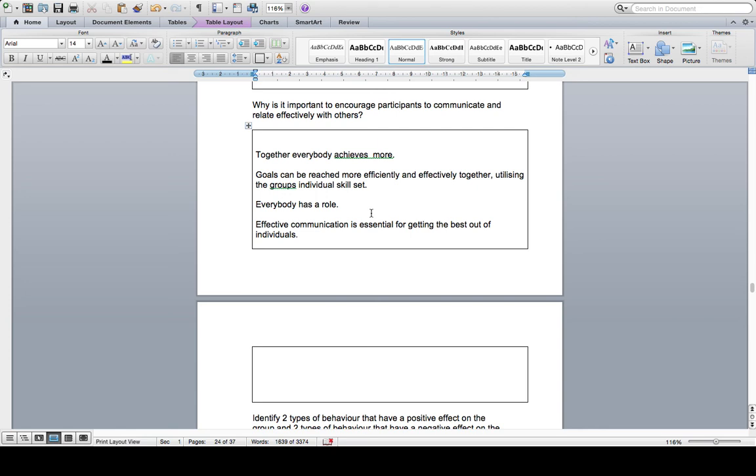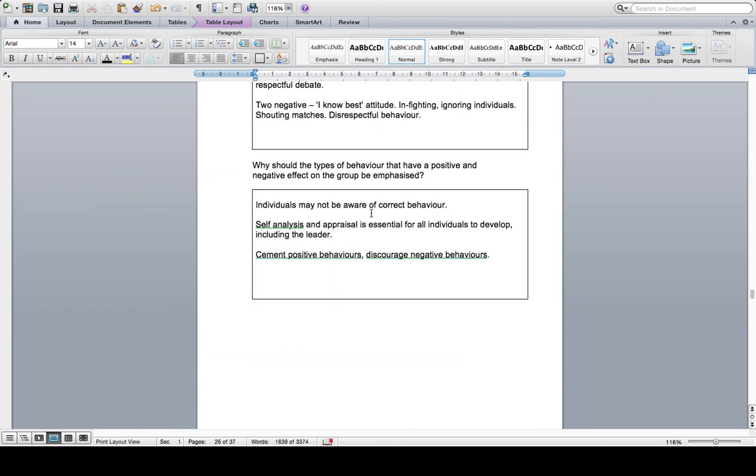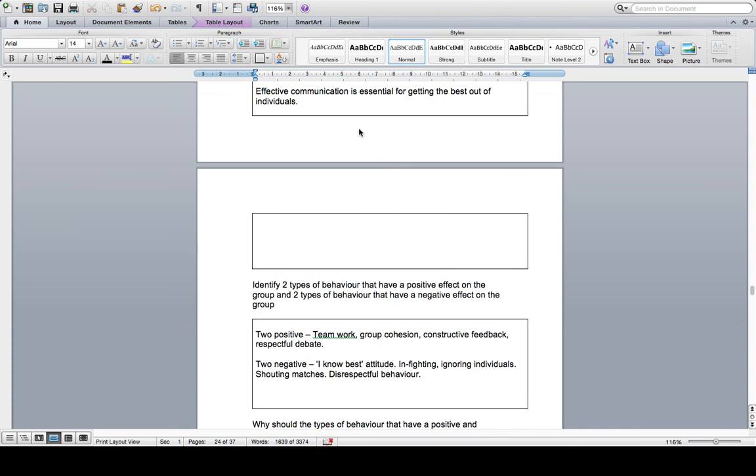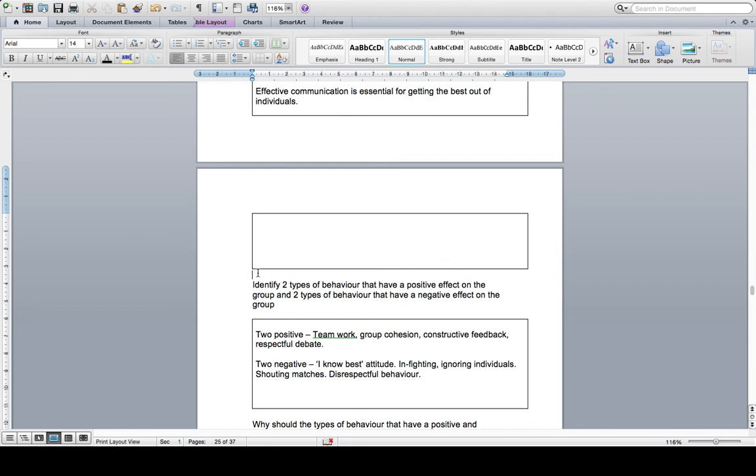Effective communication is essential for getting the best out of individuals. Okay, if no one ever spoke, if no one ever communicated with each other with good ideas or support, then you wouldn't get the best out of people. So it's really important, effective communication, and it's essential for getting the best out of individuals. All right, not too far off now.